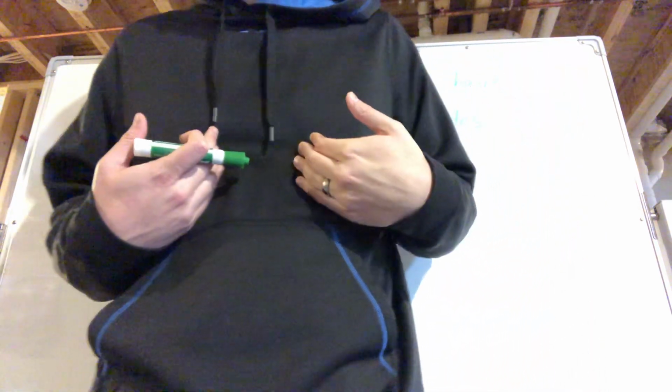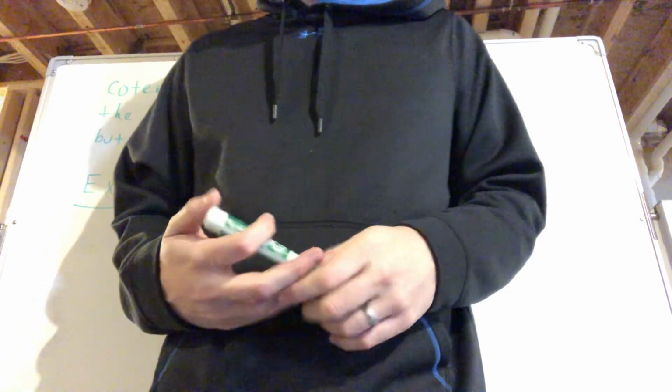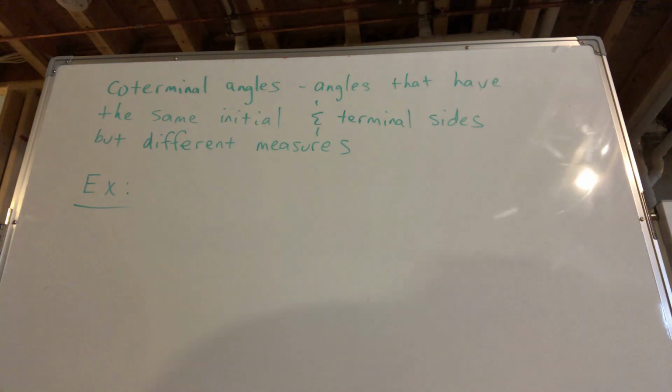So guys, if I go around the circle one more time, I'm back to the same position. But now I've gone 720 degrees because I've gone 360 degrees more, okay? So hopefully that makes sense. If I went around again, I'd be at 1080. Those are all coterminal angles because I'm in the exact same position, right?